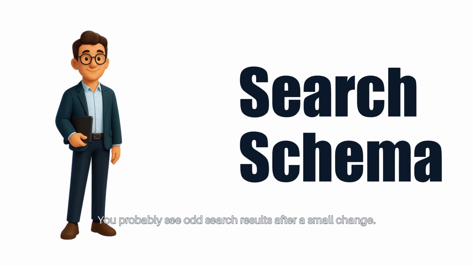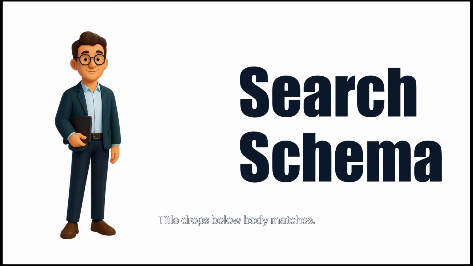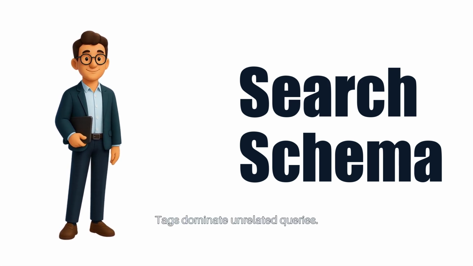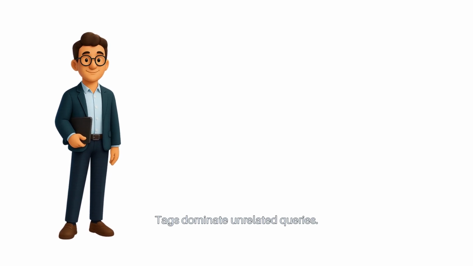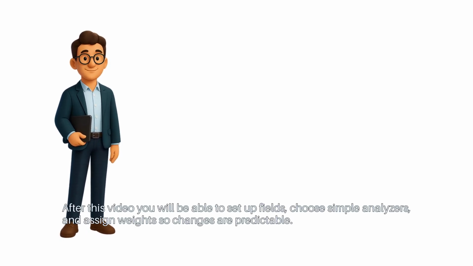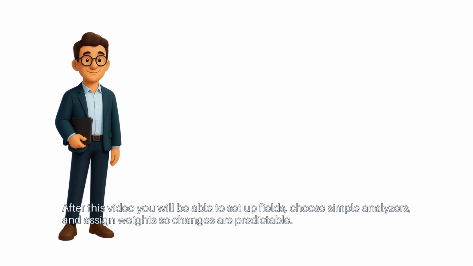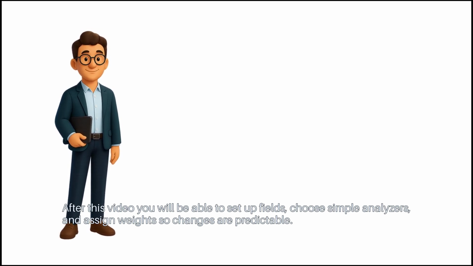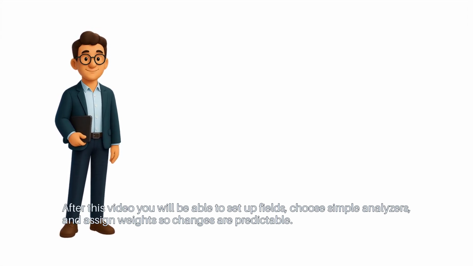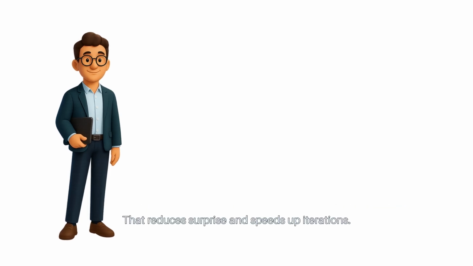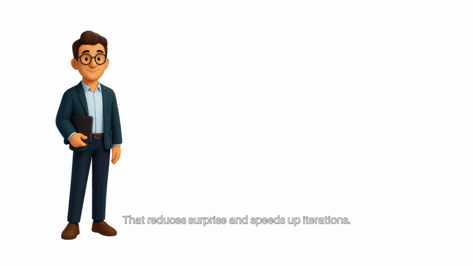You probably see odd search results after a small change. Title drops below body matches. Tags dominate unrelated queries. After this video, you will be able to set up fields, choose simple analyzers, and assign weights so changes are predictable. That reduces surprise and speeds up iterations.